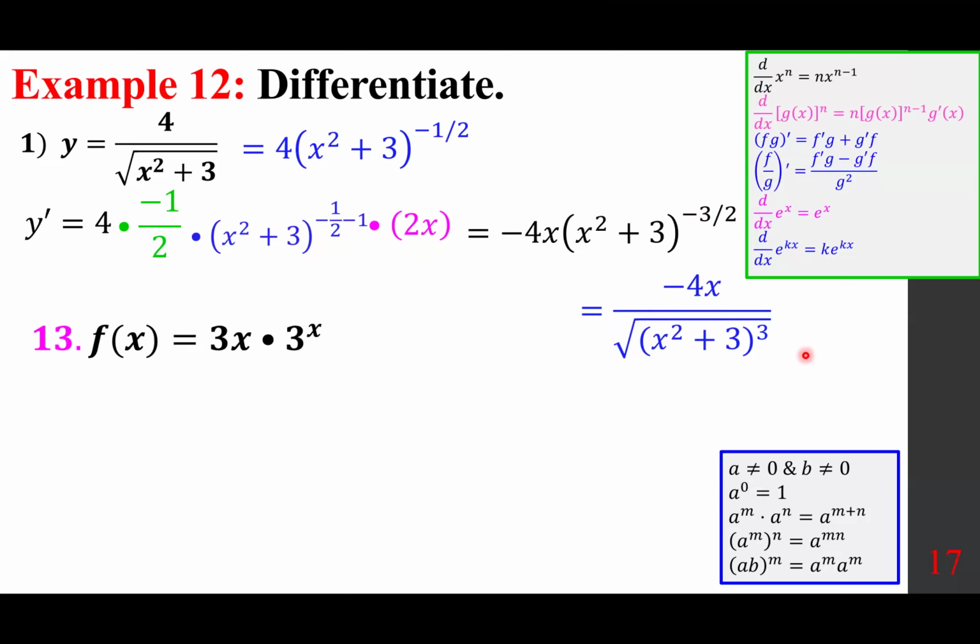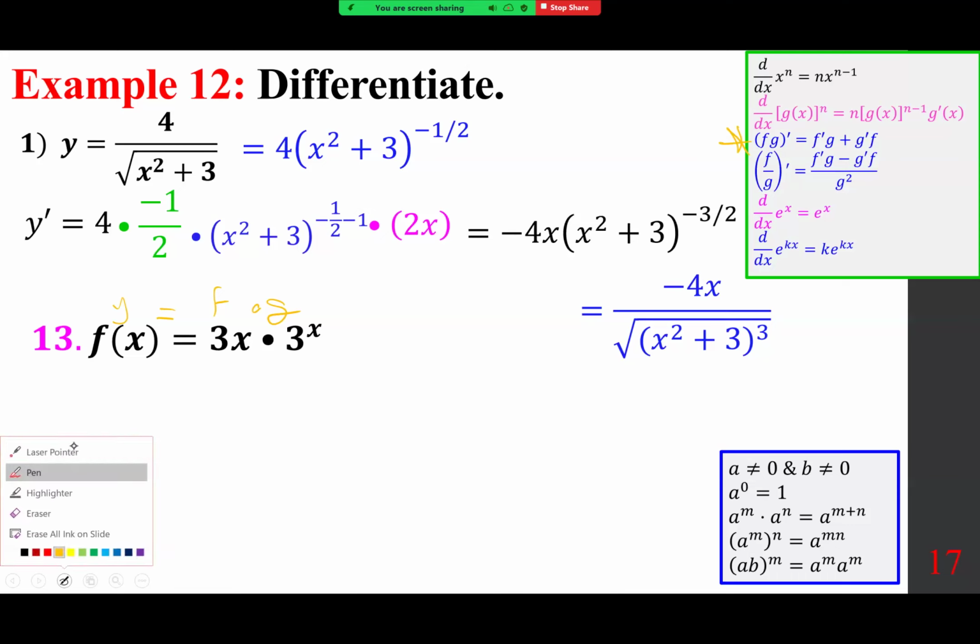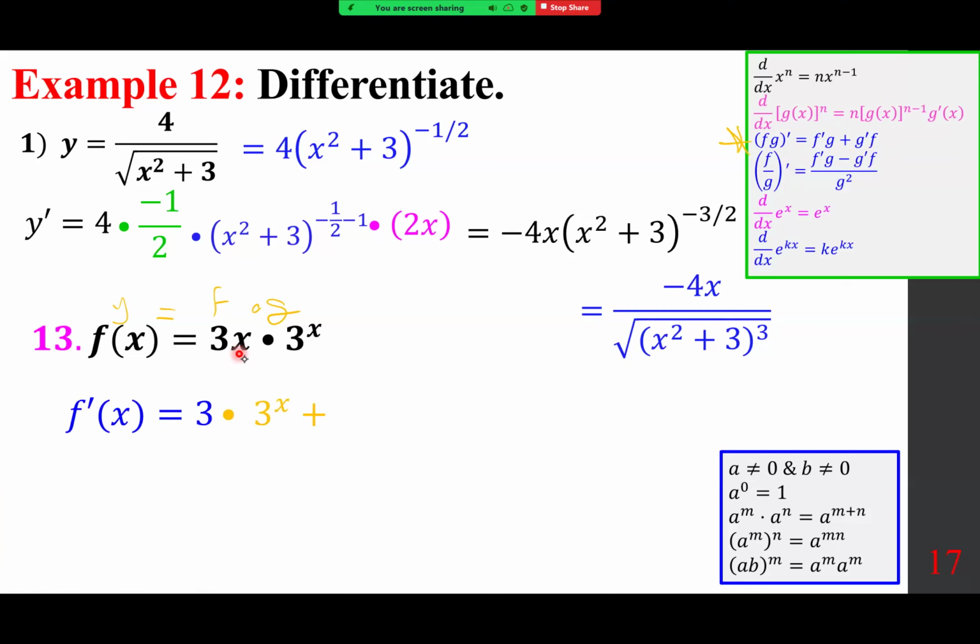f of x is 3x times 3 to the power of x. You can think of this as y, if you will, and this is f times g, and you're using the product rule. Okay, everybody? f prime g plus g prime f. So the derivative of the first piece is 3 times the second piece. The derivative of the second piece, an exponential, is itself times the base ln 3 and times the 3x, which is the product rule.